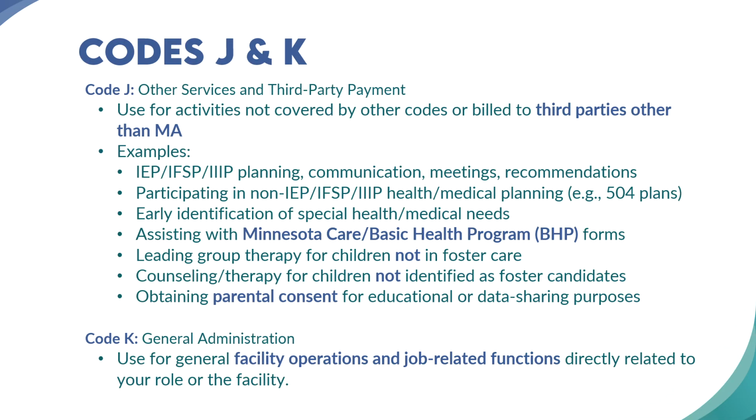Code J covers a wide range of day-to-day activities that don't fall under other specific codes or that might be billed to sources other than MA, things like IEP meetings, early identification, or communication with parents and staff. Code K, on the other hand, is more about your administrative or non-student specific duties, things like trainings, staff meetings, or times when you're out on leave. If you're doing work that supports your job or the facility in general, that's where you'd use K.